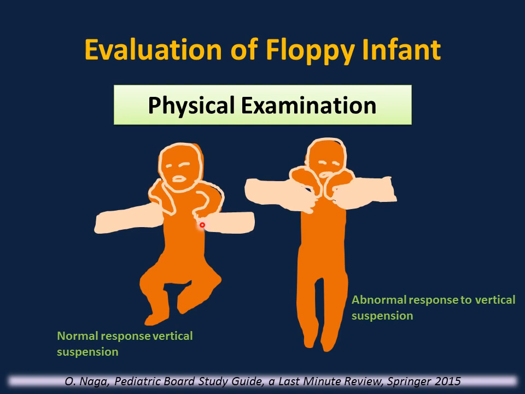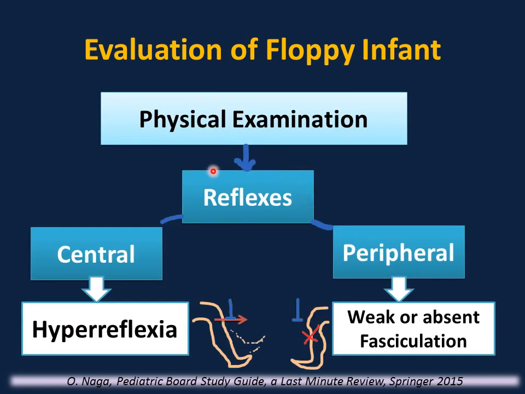Compare that to the normal infant. You will feel the shoulders are stable and you will feel resistance above your hands, and if you look at the legs, they are in flexion with continuous movement. Another important step is to examine the reflexes in all infants with hypotonia. In central causes, the reflexes are normal or exaggerated, hyperreflexia. In peripheral causes, the reflexes are weak or absent. In special cases like anterior horn cell destruction, you will see fasciculations, or spontaneous muscle contractions, and this is best seen in the tongue.